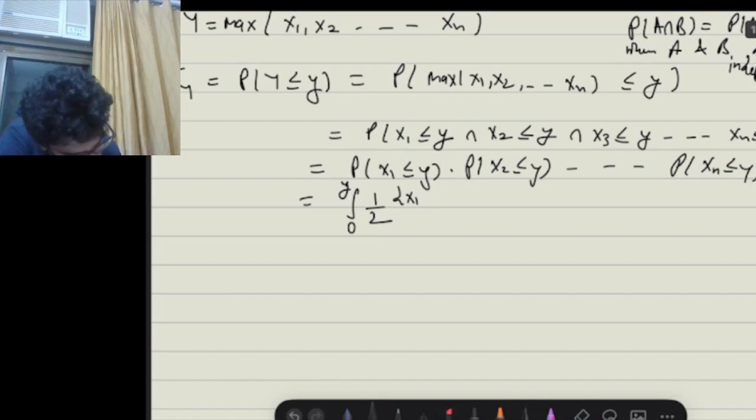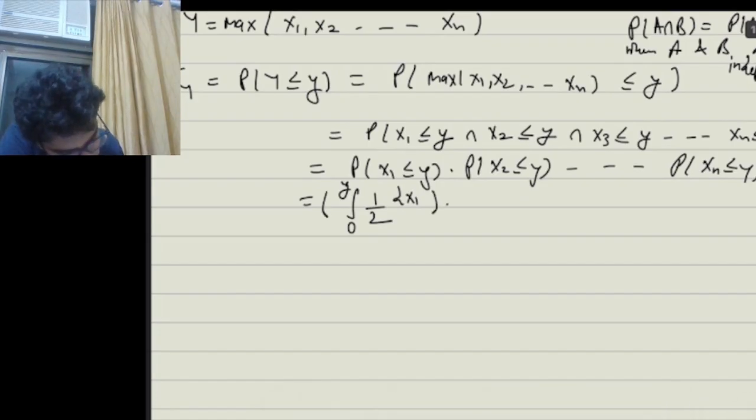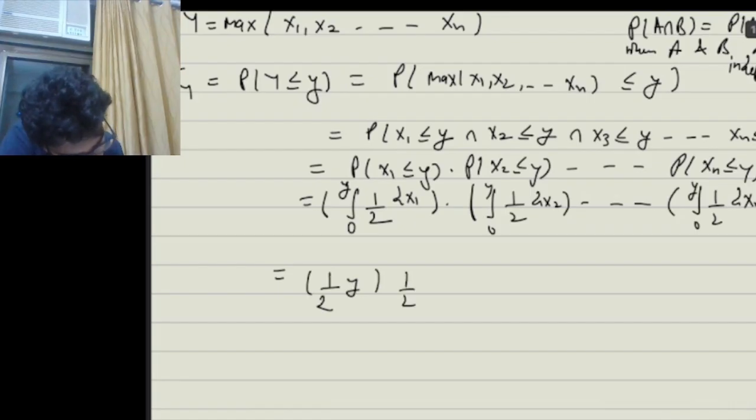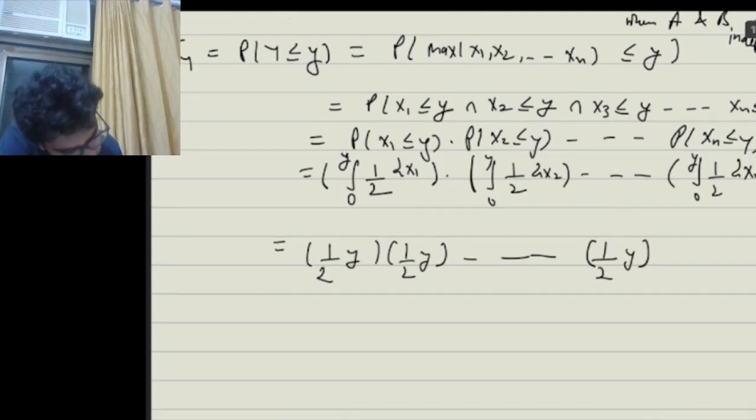So now this gives me this, and in product with this 0 to y again, half dx2, and so on till 0 to y, half dxn, right? So now this gives me half of y, till n, right? So these are n terms. This would give me half into y to the power n, right? This is my F of y.